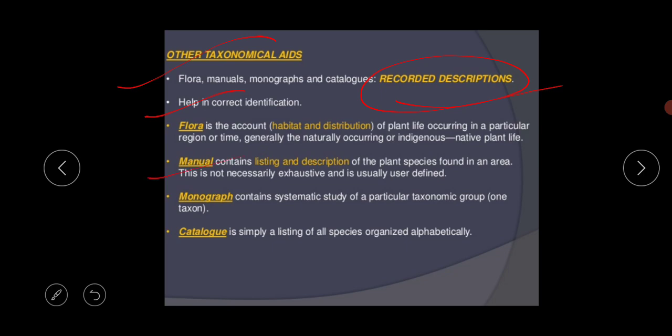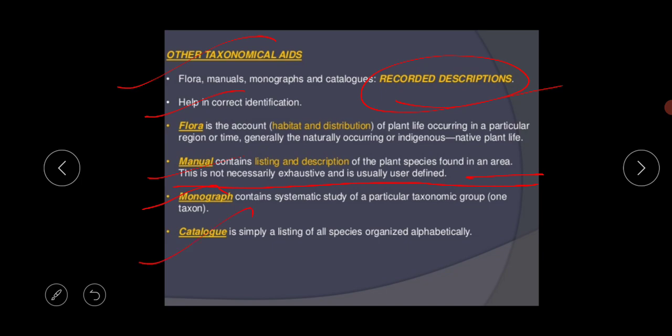Next is the manual. A manual contains descriptions of the plant species found in an area. It is not necessarily exhaustive and is usually user defined. What is the meaning of it? It is a book of instructions having information for identification of names of species which occur in a particular area. Next one is the monographs. These are publications containing exhaustive treatment of all the members and aspects of biology of taxonomic groups as far as they relate to their identification, nomenclature and classification.